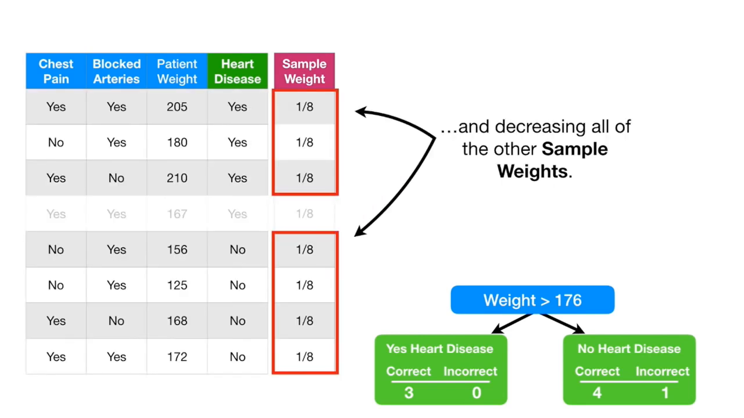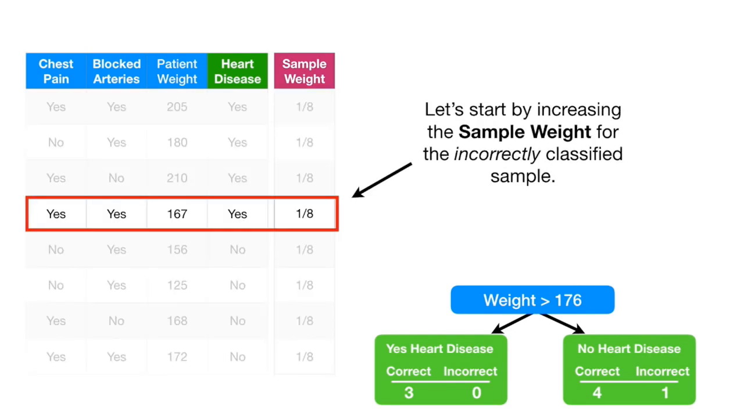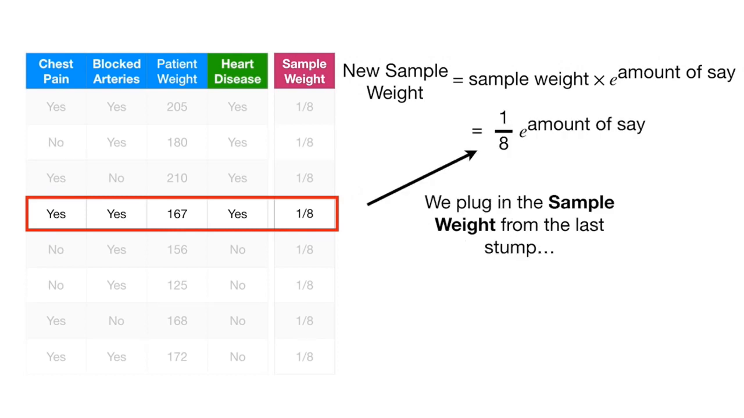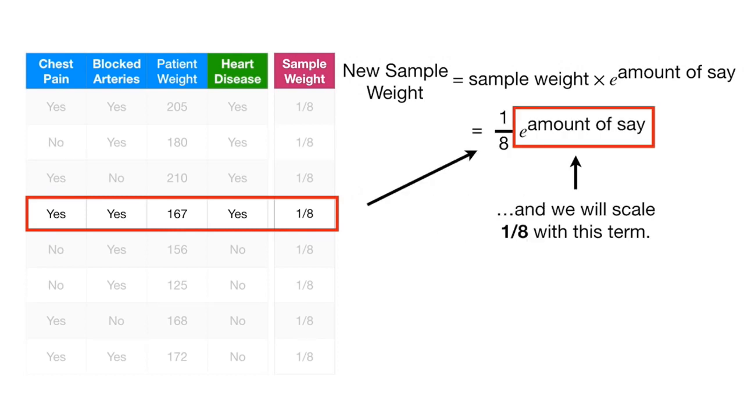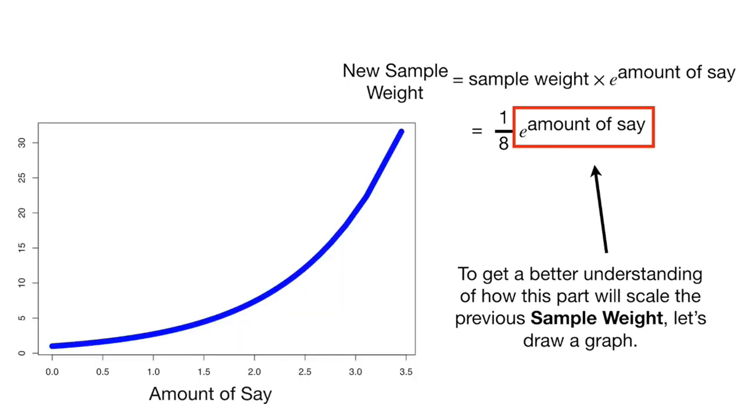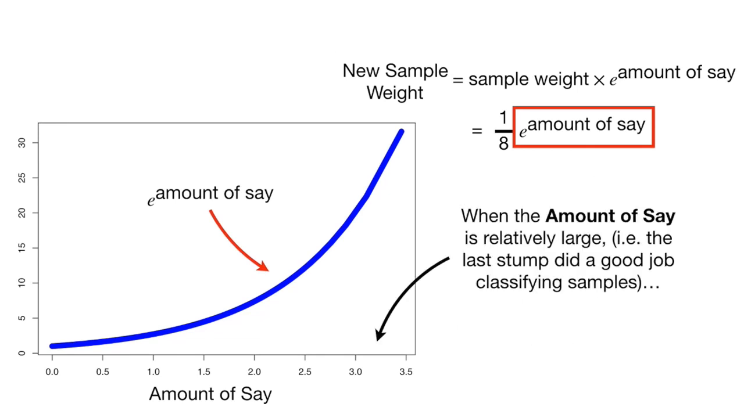Let's start by increasing the sample weight for the incorrectly classified sample. This is the formula we will use to increase the sample weight for the sample that was incorrectly classified. We plug in the sample weight from the last stump, and we scale 1/8 with this term. To get a better understanding of how this part will scale the previous sample weight, let's draw a graph. The blue line is equal to e raised to the amount of say. When the amount of say is relatively large, i.e. the last stump did a good job classifying samples, then we will scale the previous sample weight with a large number.